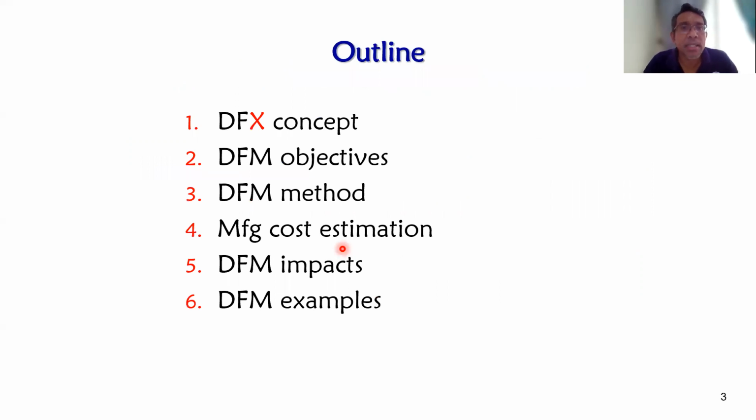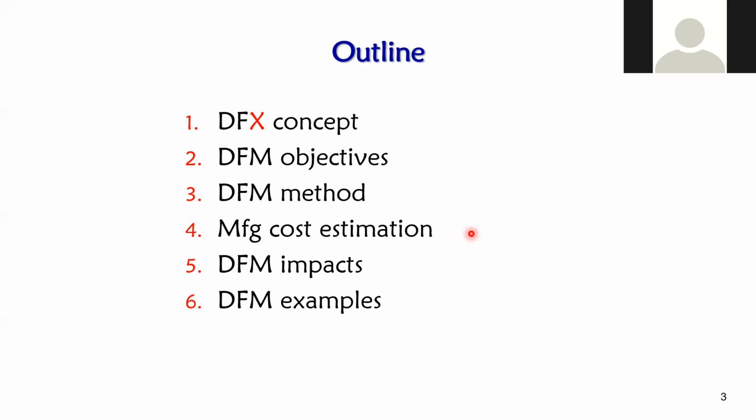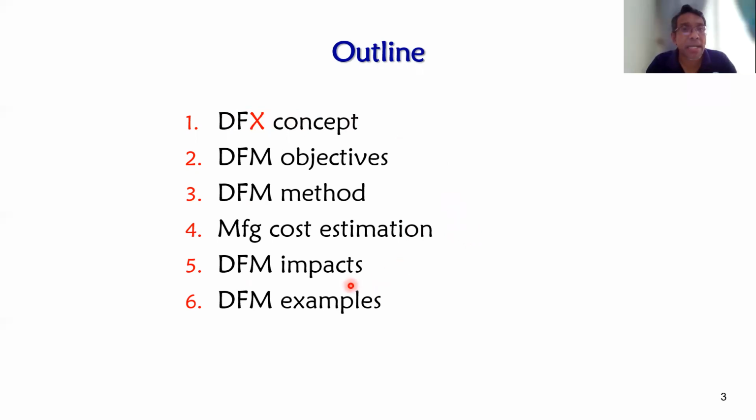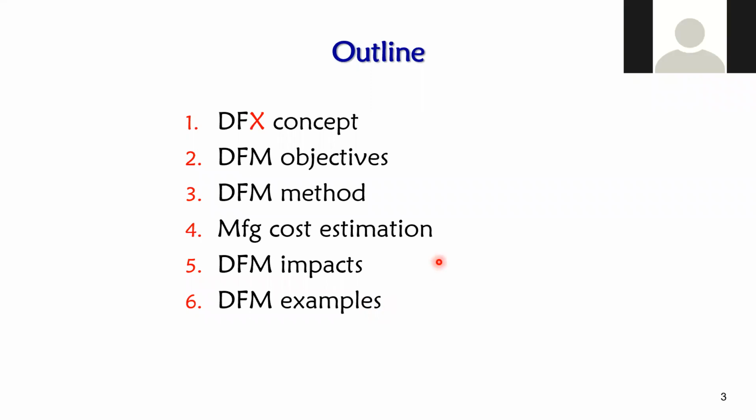So our outline for today's lecture is that we will cover the DFM concept, the DFM objective, method, and manufacturing cost estimation. This is very important because when we talk about product design and product manufacturing, design for manufacturing DFM always relates to cost. And then we do cost estimation, and then relate it with the effect, the impact, and an example. So this is our outline today.